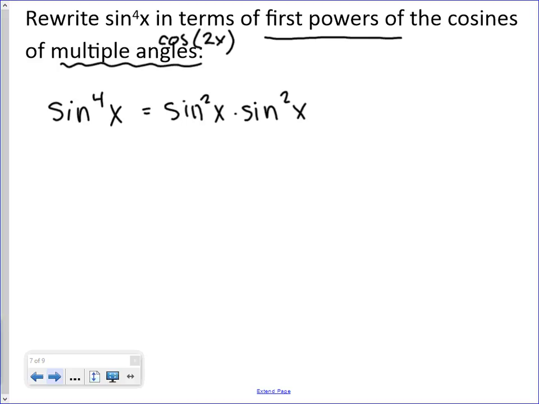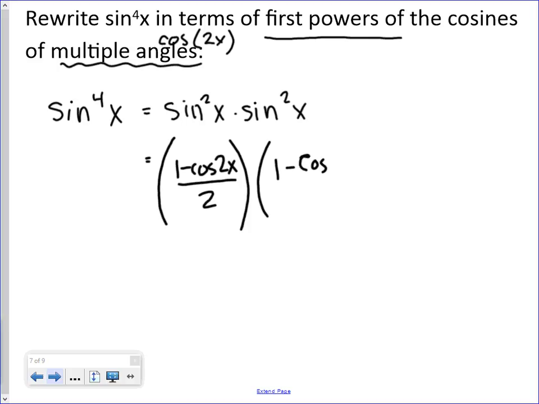Thank you, guys. Okay, now use your power reducing formula. So you're looking back. Power reducing formula for sine squared is 1 minus cosine 2x all over 2, and then I would multiply it by itself, like so. And now I actually have to multiply them out.